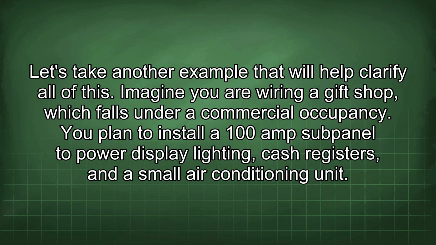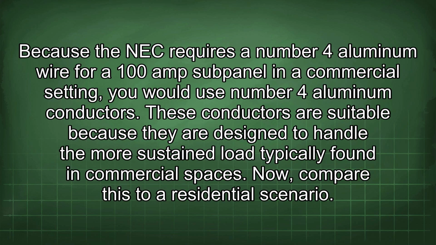Imagine you are wiring a gift shop, which falls under a commercial occupancy. You plan to install a 100 amp subpanel to power display lighting, cash registers, and a small air conditioning unit. Because the NEC requires a number 4 aluminum wire for a 100 amp subpanel in a commercial setting, you would use number 4 aluminum conductors. These conductors are suitable because they are designed to handle the more sustained load typically found in commercial spaces.